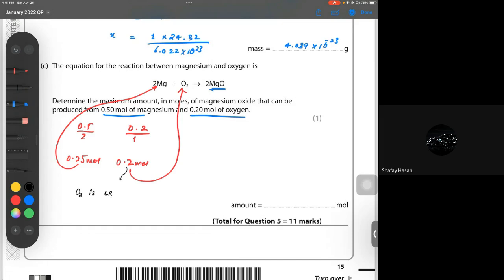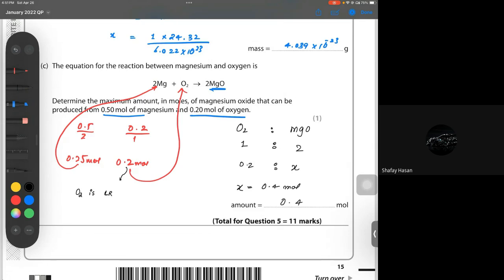So now I can apply the mole ratio between oxygen and magnesium oxide. I got the moles of oxygen, that was 0.2. This would be X. So X would be equal to 0.4 mole of magnesium oxide. The answer is 0.4. It's very simple.